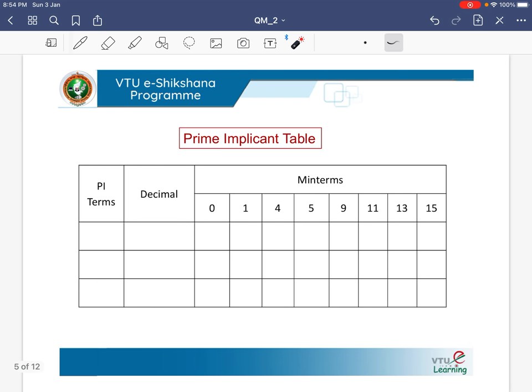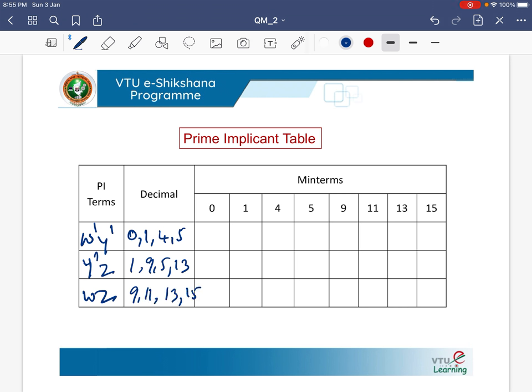In the prime implicant table, let us write that the first one is W bar Y bar. And the decimal list is 0, 1, 4, 5. Next one is Y bar Z, and the decimal list is 1, 9, 5, 13. Next is WZ: 9, 11, 13 and 15. Then we put a cross mark with respect to the decimal list. For W bar Y bar, the decimal list is 0, 1, 4, 5. Therefore, we put it as 0, 1, 4 and 5. For the next one, it is 1, 9, 5 and 13. Next is 9, 11, 13, 15.